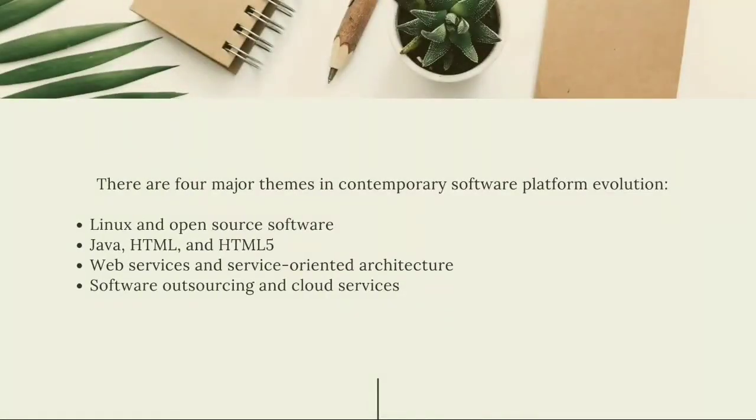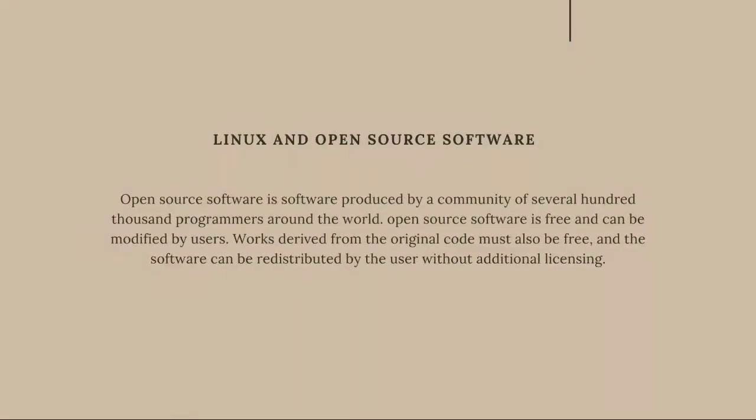There are four major themes in contemporary software platform evolution, such as Linux and open source software, Java, HTML and HTML5, web service and service-oriented architecture, and software outsourcing and cloud service. Linux and open source software.